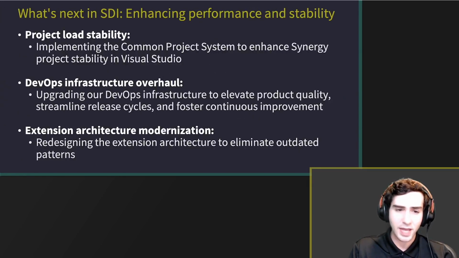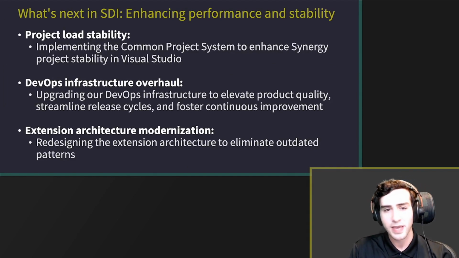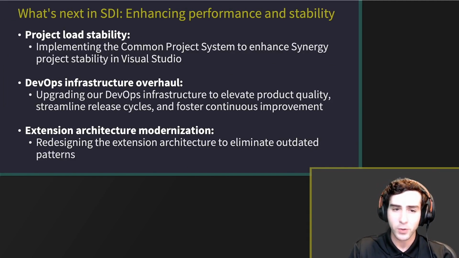All right, this next slide highlights the upcoming enhancements in SDI that are focused on improving both performance and stability. So these are not the things we're currently doing, but these are the things that we are up next. And you can see this if you go to the roadmap on our website as well. We're moving away from the managed package framework and now implementing the Common Project System, or CPS, to significantly enhance the stability of Synergy projects, especially .NET project types within Visual Studio. We've done some prototyping already, but this is something that is still yet to come.